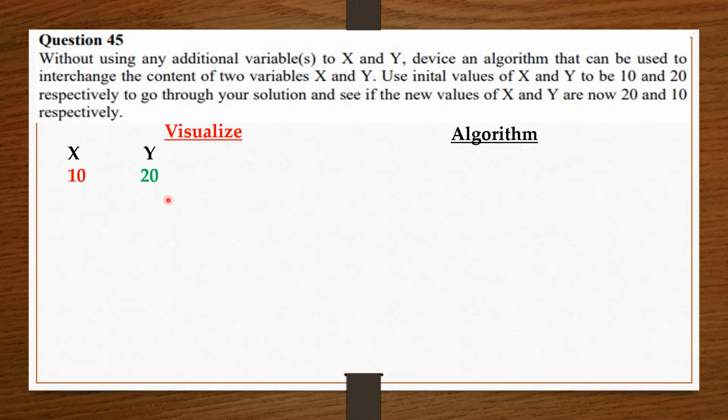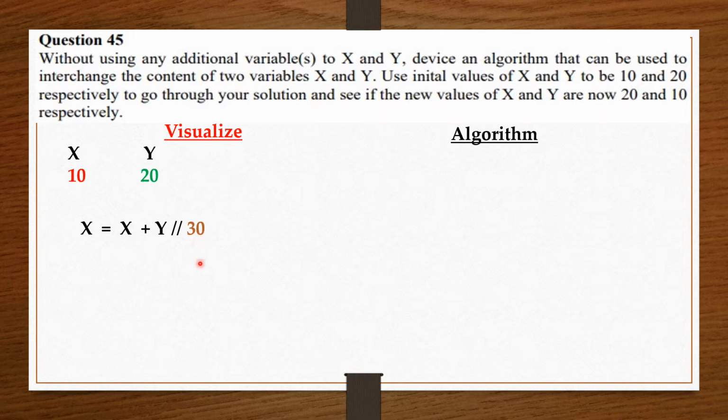Now, what I'm going to do is sum these values and store them in one variable. So I'm going to add 10 to 20 and store it in one of these variables. I'm storing it in x. So I say x equals x plus y, which is going to give me 30, because 10 plus 20 is 30.